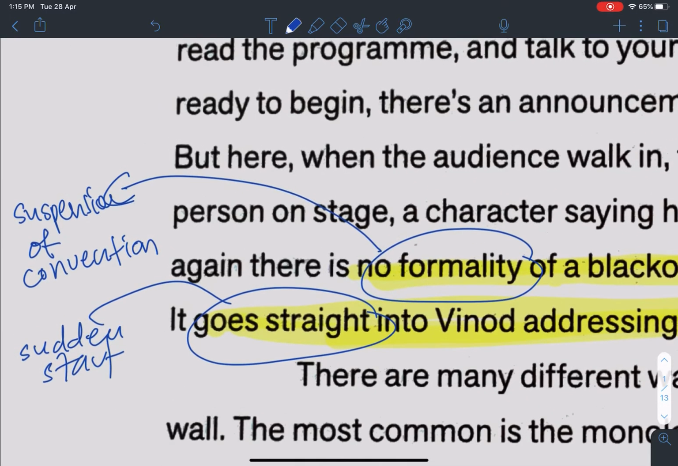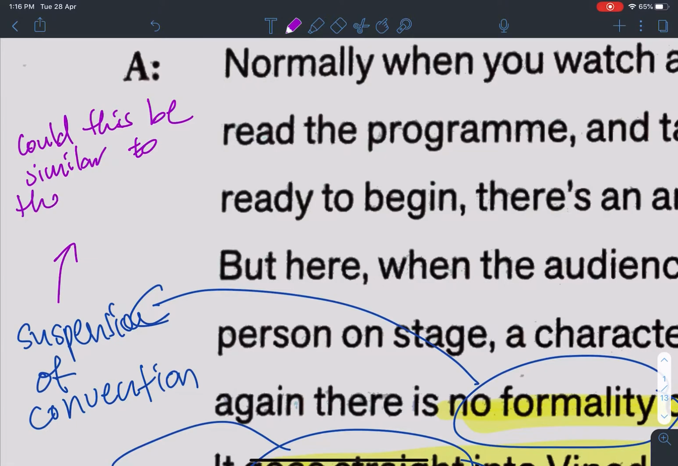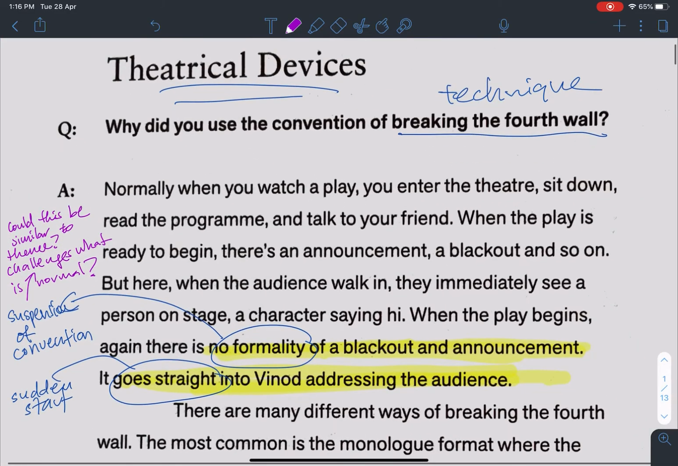Okay, so it's not normal. So what could we say about the suspension of convention? Maybe this, now I'm trying to make sense. In purple means I'm trying to make sense. Could this be similar to the play, to the theme? Where it challenges what is normal. Okay, so here now I'm making sense of the fact that style is starting to feed into theme.